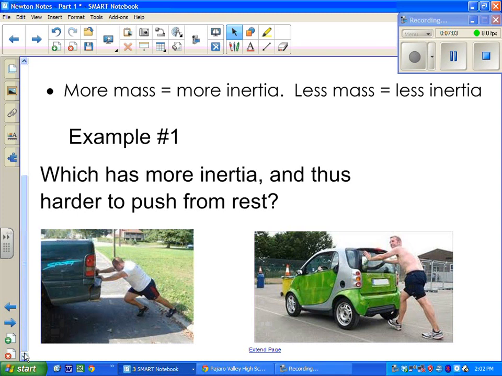If we have a truck and a skateboard, and they're both going at 5 miles an hour, which would be easier to stop? The answer is the skateboard is easier to stop. Even though both are going 5 miles an hour, it has less mass, less inertia, it's less stubborn, and so it's easier to stop. And the more mass, it's more lazy, more stubborn, more inertia. It just wants to keep rolling.